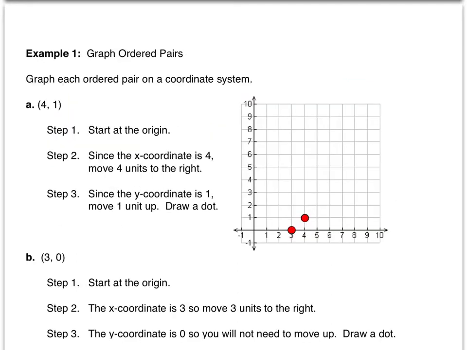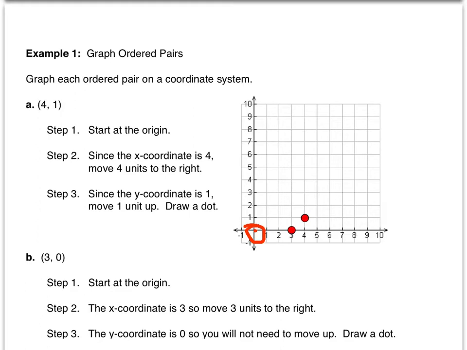Let's look at example 1 to graph ordered pairs. The directions are to graph each ordered pair on a coordinate system. The first ordered pair is (4, 1). In order to graph (4, 1), we start at the origin, which you might recall as (0, 0). And since the x-coordinate is 4, we're going to move 4 units to the right. And with the y-coordinate of 1, we're going to move 1 unit up and draw a dot.